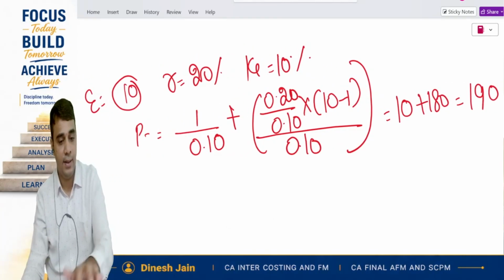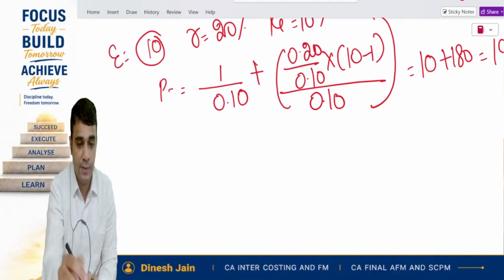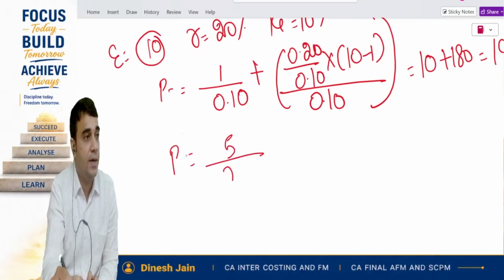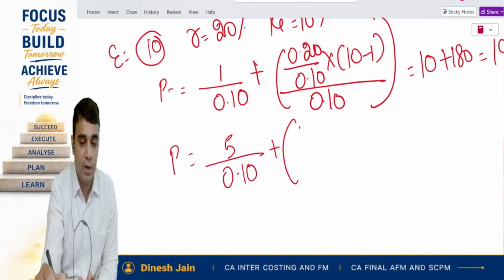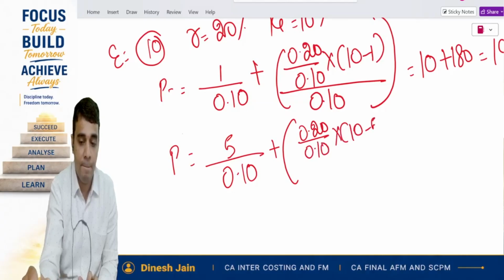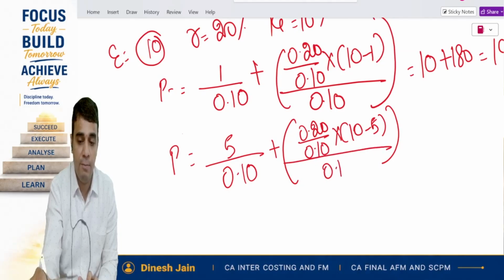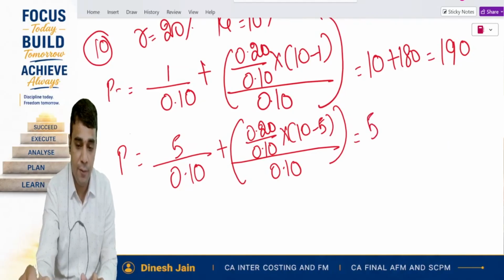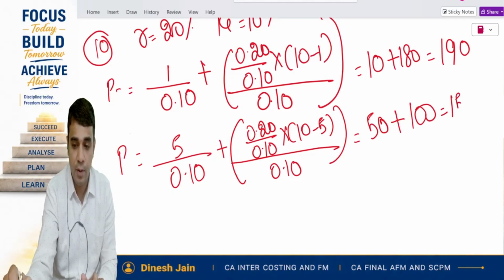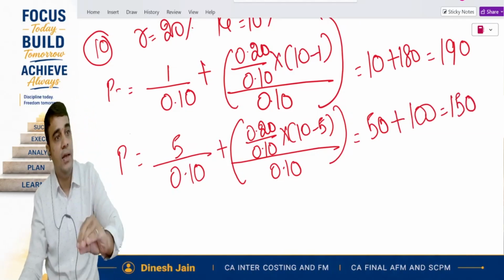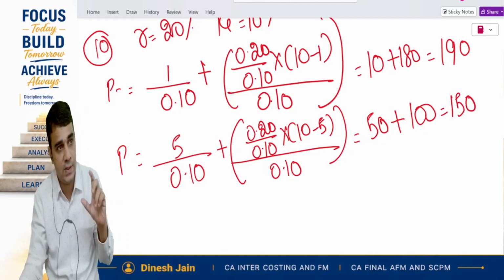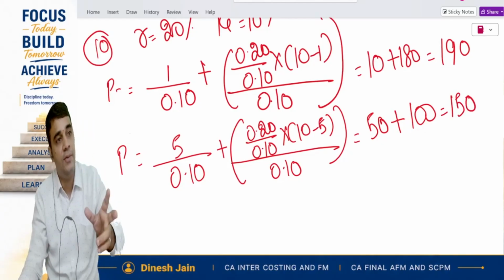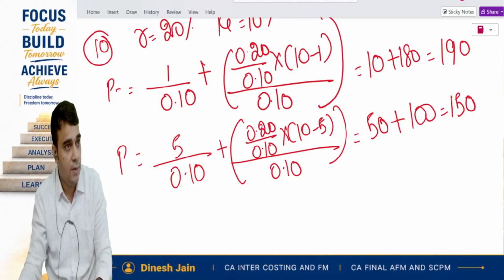I can change the same situation to a 5 rupee dividend: 5 by 0.1 plus 0.2 by 0.1 into 10 minus 5, divided by 0.1. What will happen here? 50 plus this part will be 100, so 150. You change the dividend again, the value will change. This is called the relevance model. Change the dividend, value will change.